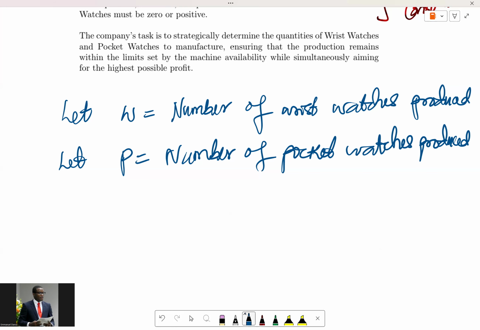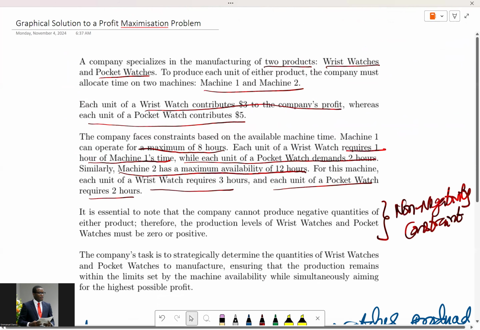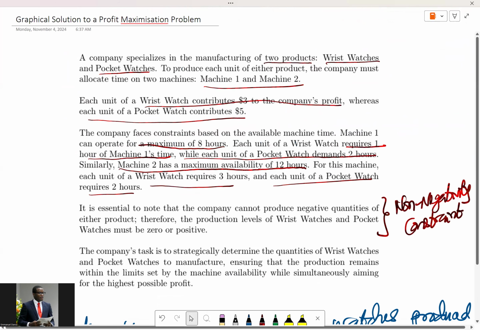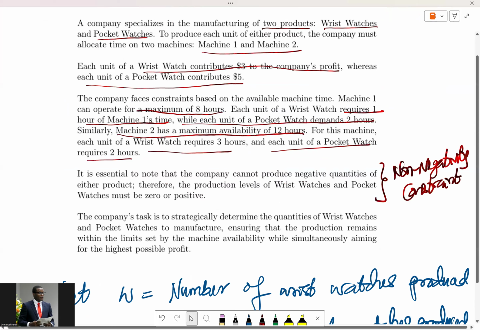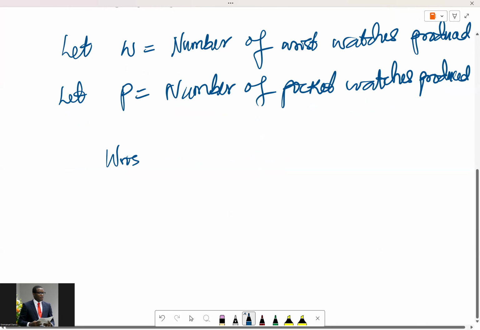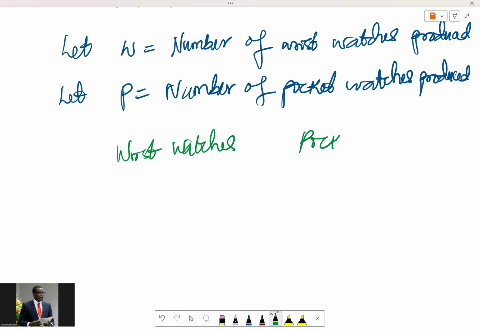Once that is settled, you can go through the question. The first part of the question says, to produce each unit of either product, the company must allocate time on two machines, so we have machine one and machine two. Each unit of a wristwatch contributes $3 to the company's profit. So now we can tabulate. We have wristwatches and pocket watches.